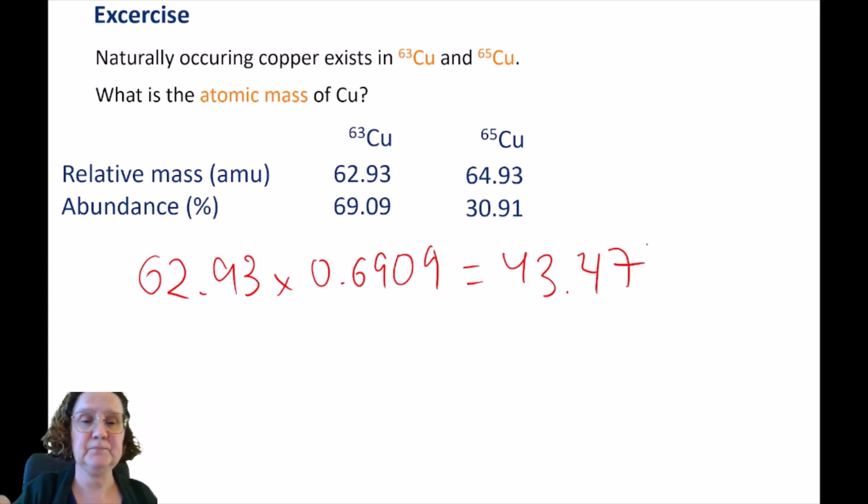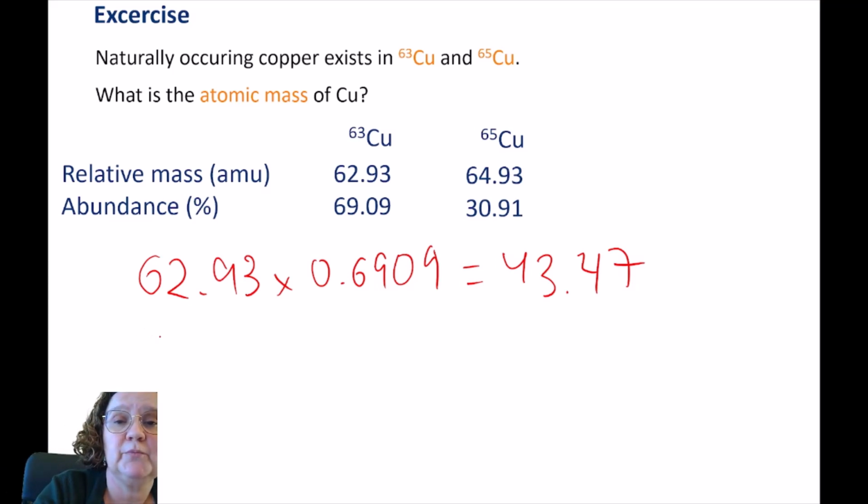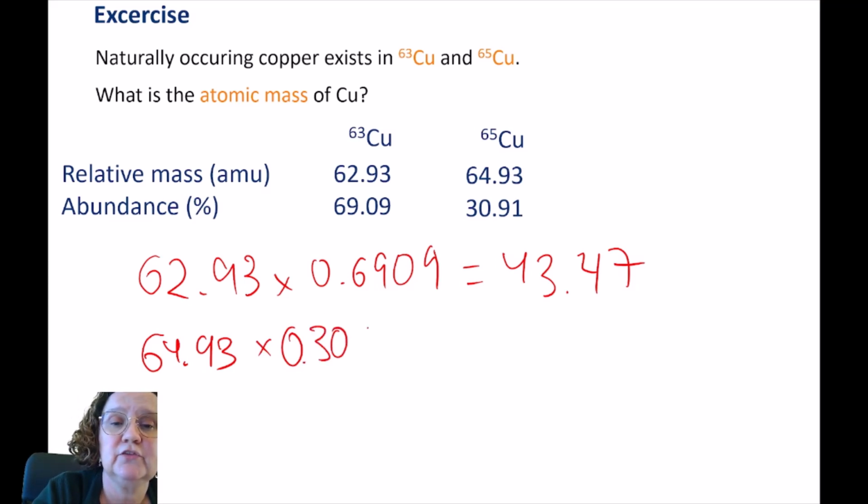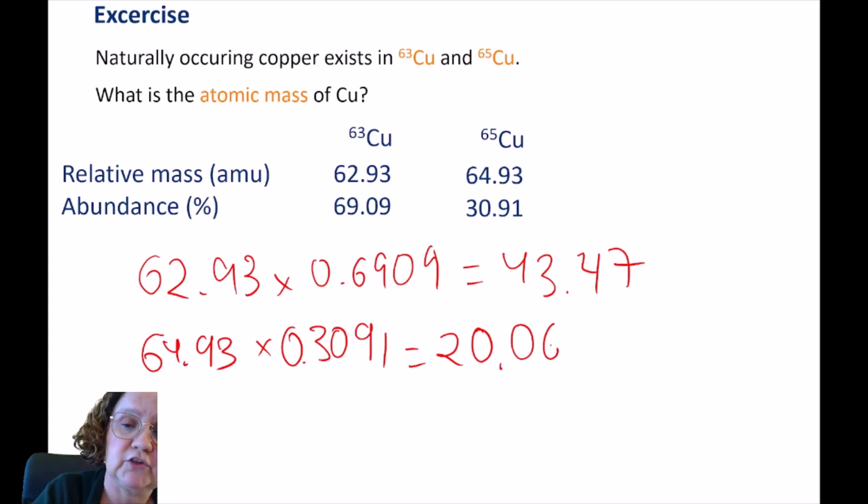And that is, assuming my calculator hasn't failed me, 43.47. And now I need to calculate the contribution of copper 65 to the atomic mass of copper. I look at the relative mass for copper 65, which is 64.93, and I multiply by the abundance, not in percentage, but as a fraction of 1, so 0.3091. And that is approximately 20.06 atomic mass units.